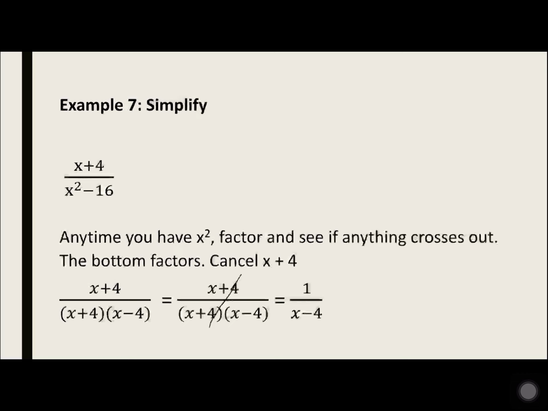Example 7, simplify. X plus 4 divided by x squared minus 16. Anytime you have x squared, factor and see if anything crosses out, the bottom factors. So the x squared minus 16 becomes x plus 4 times x minus 4. Now we have x plus 4 on top, and we're going to divide it with x plus 4 on bottom. And anything divided by itself equals 1, so that's why we have 1 on top, and then x minus 4 is left on bottom. We factored the x squared minus 16 to equal x plus 4, x minus 4.